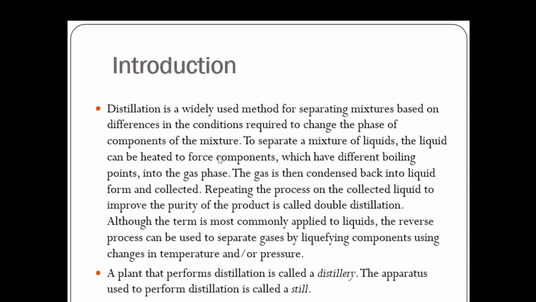Differences in conditions means, first of all, in the round bottom flask you take a mixture of components having different physicochemical properties, such as different boiling points. First, the liquid is converted to vapors. The vapor is then condensed and converted back to liquid. This is the fundamental basic of distillation.